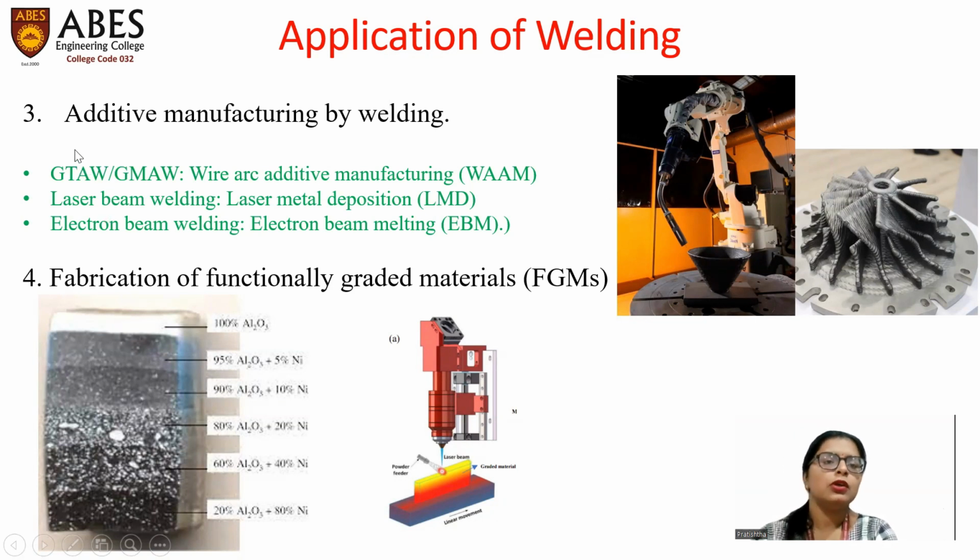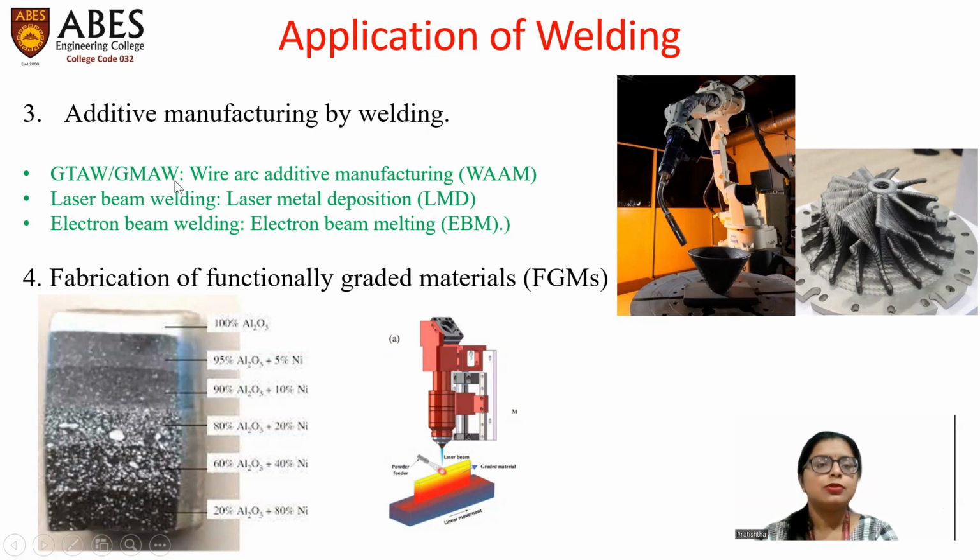Not all welding processes are used for additive manufacturing, but there are some processes which can be used, like GTAW, GMAW, laser beam welding, electron beam welding. If we use GTAW or GMAW, this additive manufacturing process is called wire arc additive manufacturing, or WAAM in short. If we use laser beam welding, it is called laser metal deposition, or LMD. If we use electron beam welding, it is called electron beam melting, or EBM.